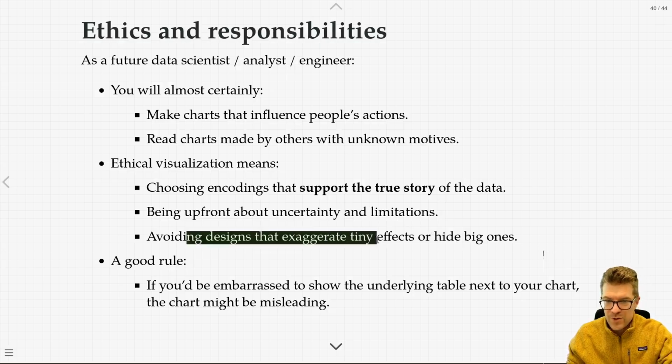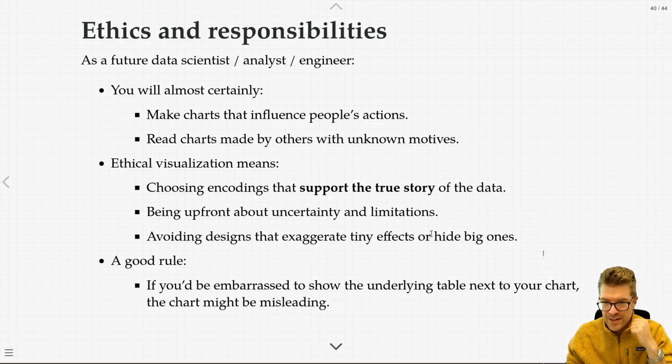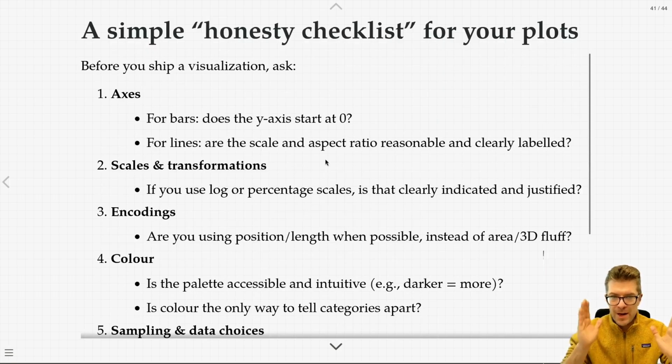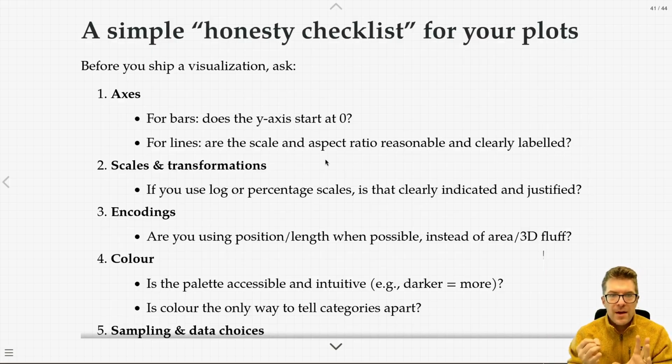Avoid designs that exaggerate tiny effects. Avoid designs that hide big ones. A good rule is, basically, if you'd be embarrassed to show the raw data to somebody next to your chart, then the chart might be misleading. Here's a little honesty checklist for your plots. This kind of combines the previous module in this one.